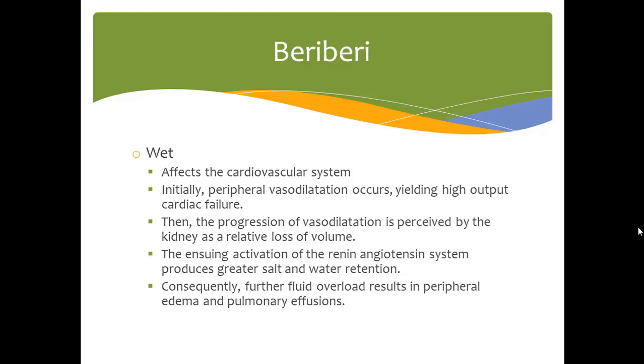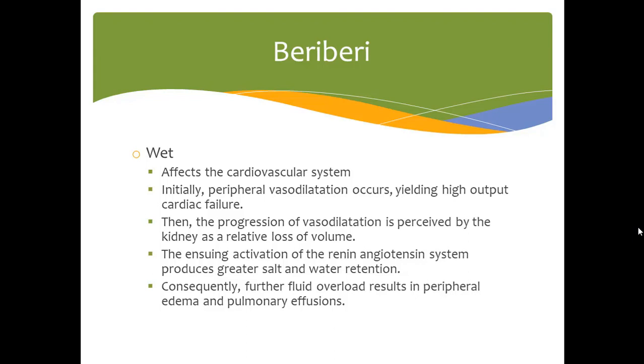So we'll see peripheral vasodilation occurs, yielding high output cardiac failure. Progression of vasodilation is perceived by the kidney as a relative loss of volume. Right, so then the ensuing activation of the renin-angiotensin system produces greater salt and water retention. So we get edema, basically. And we'll see edema in children in their face, not as much in their legs. That more often occurs in adults. We'll see edema in their bellies.